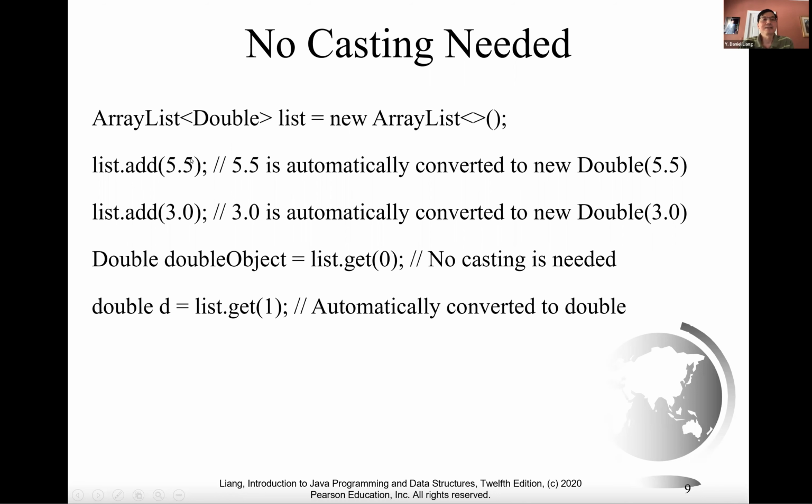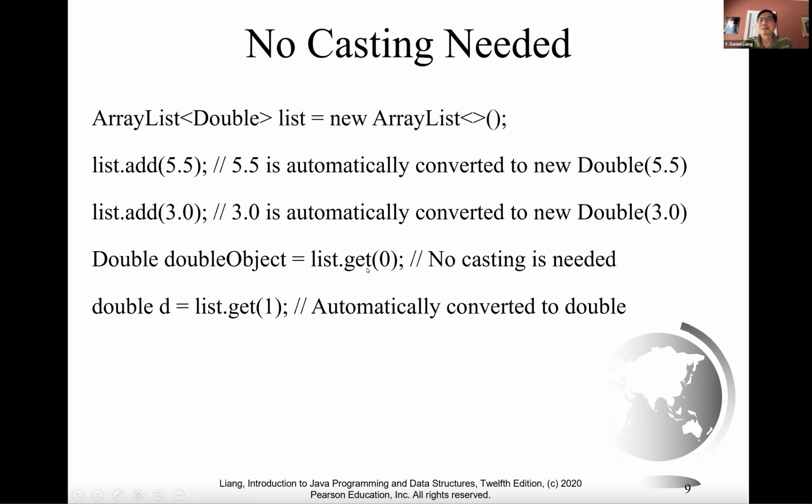And now you can add 5.5 into the list, and 5.5 is automatically wrapped into a Double object. It is the object here. And now you can add 3.0 into the list, and 3.0 is automatically converted to a Double object.